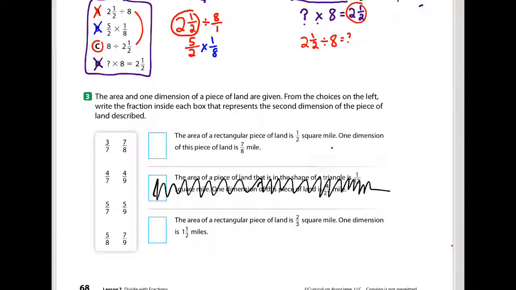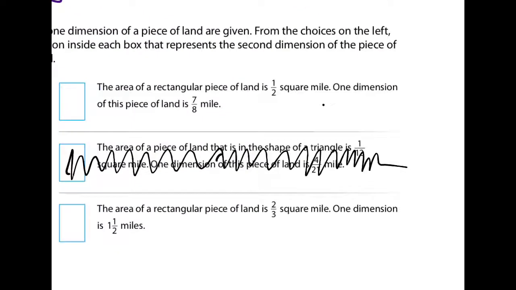Okay, so now we get down to 3. And 3 says the area and one dimension of a piece of land are given. From the choices on the left, write the fraction inside each box that represents the second dimension of the piece of land described. Now here's what I want you to think of.